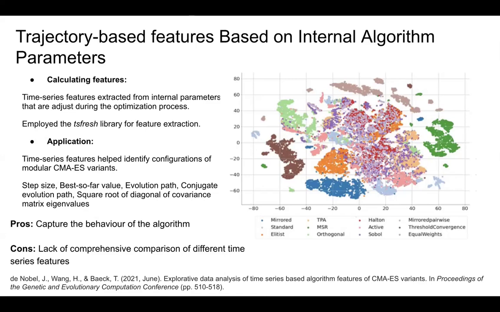And what was done in this paper is that these tsfresh features, I don't know if you are familiar, are much more interpretable than the foundation models that exist now. They were computed on these internal parameters of modular CMA. They captured the behavior of the algorithm. They are really related to the different modules that were activated there. However, what is the negative point? Maybe we can say it is the lack of comprehensive comparison, because this is only tsfresh features, but you can also use a lot of time series foundation models, everything that can be executed on this data.